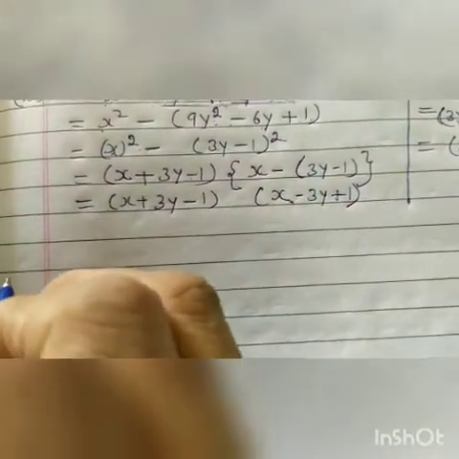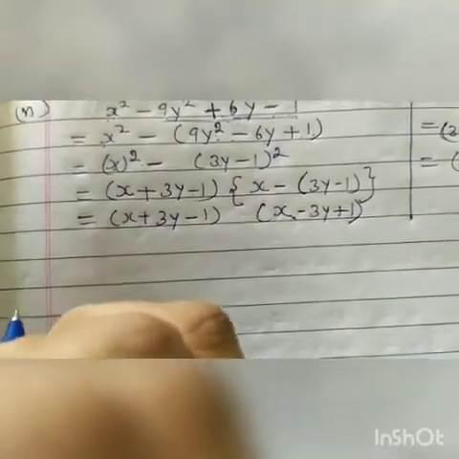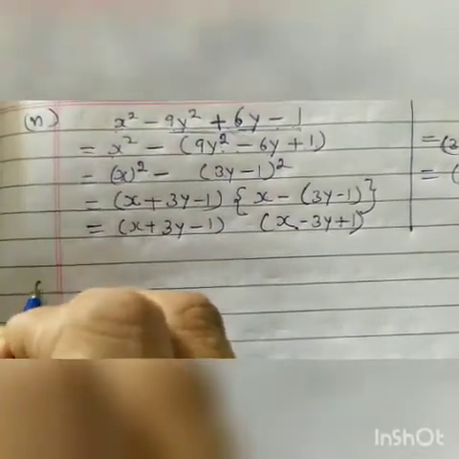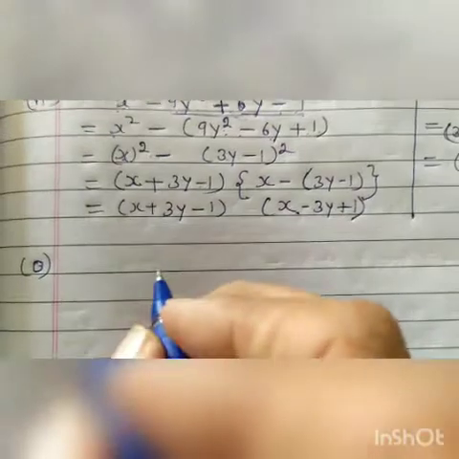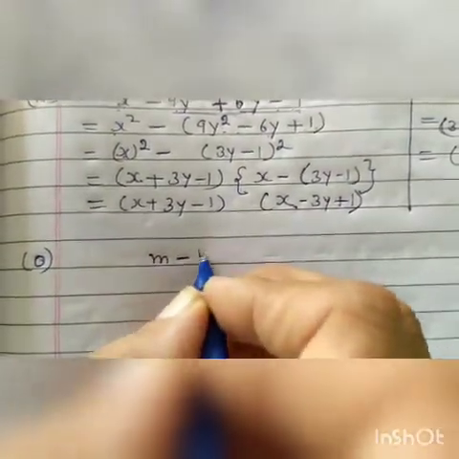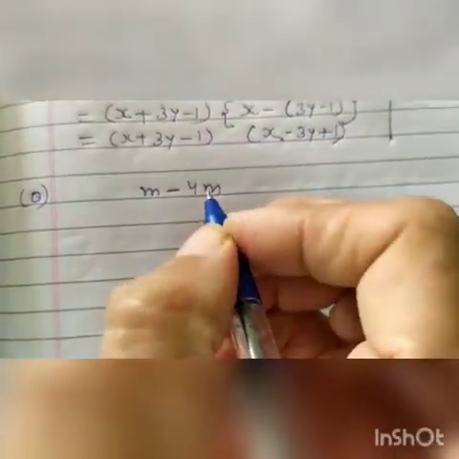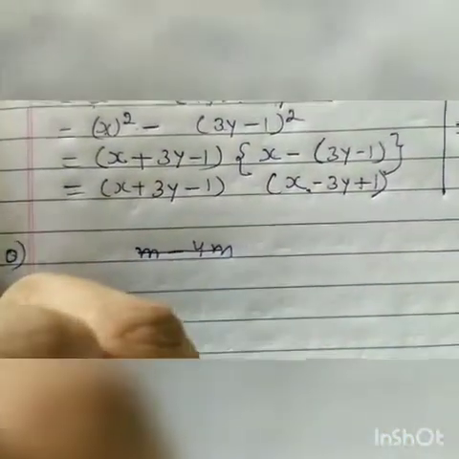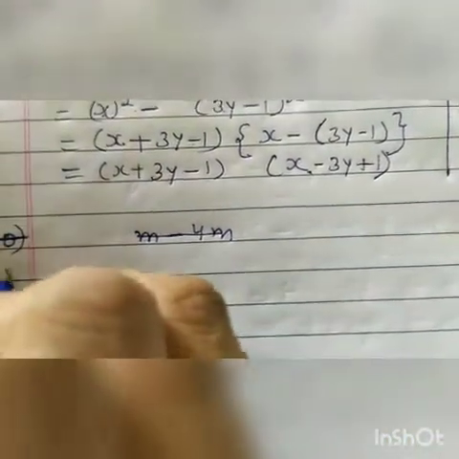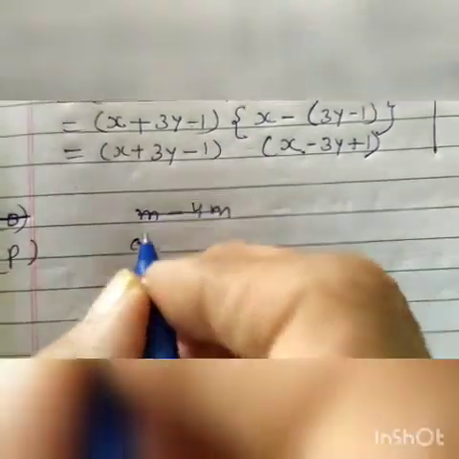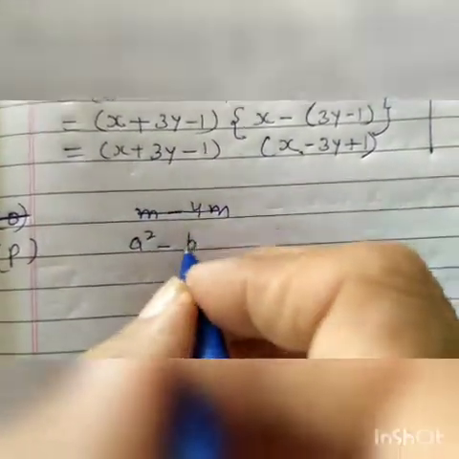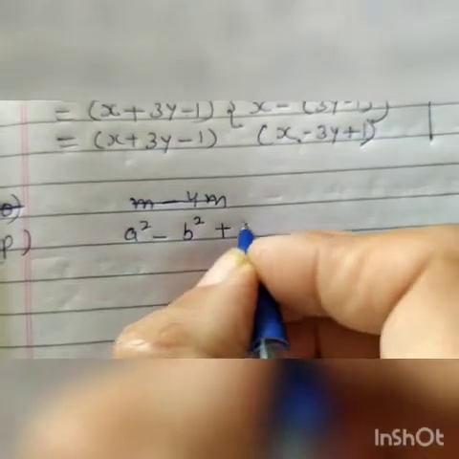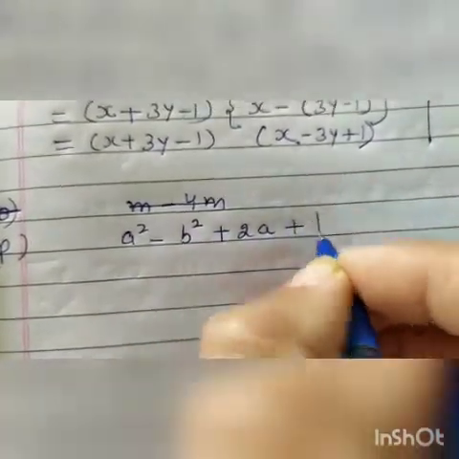Now our O question is m minus 4m. Student, before explaining O, I am doing P. P is a square minus b square plus 2a plus 1.